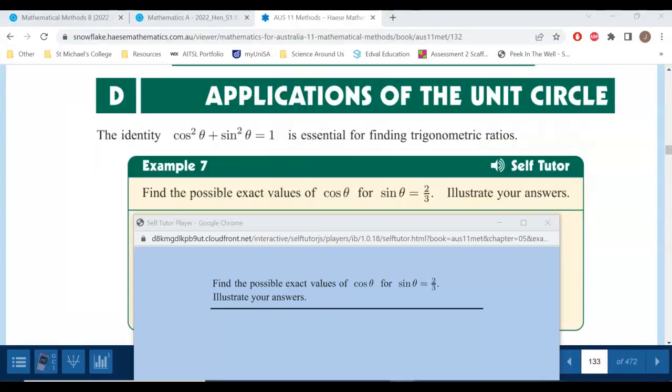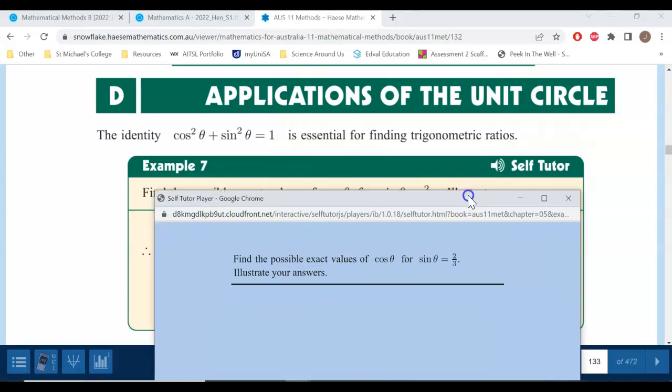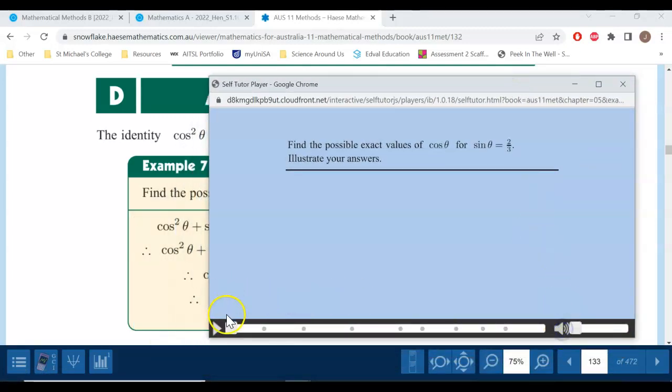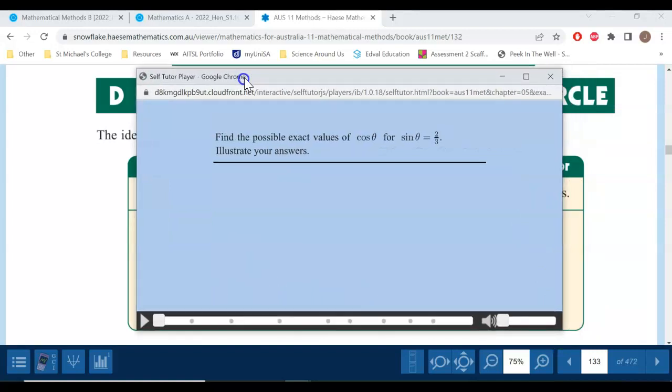Okay, so we're going to move on to 5D, applications of the unit circle. In example 7, we're asked to find the possible exact values. We don't want approximate values, we want exact values of cos theta if sine theta is equal to 2/3. So let's go through this example. Let's start off with our identity that we have discussed. From the equation of the unit circle, we know that cos squared theta plus sine squared theta is equal to 1.